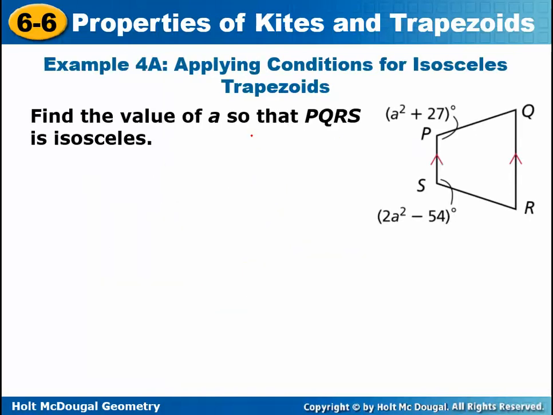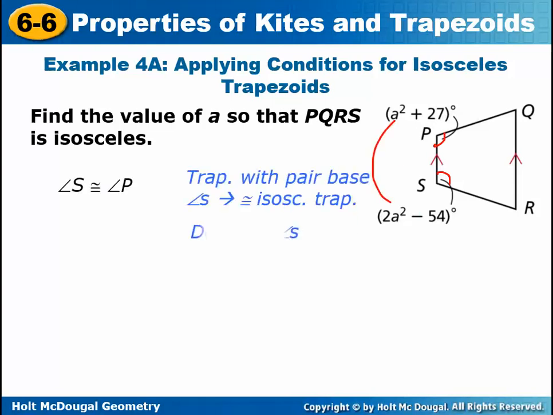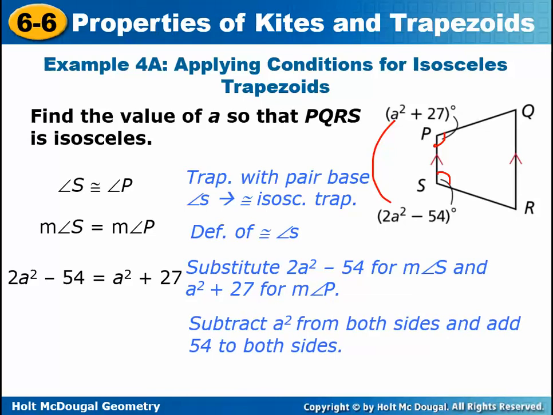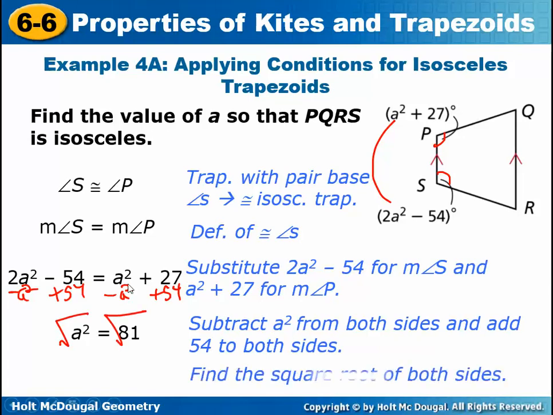Okay, find the value of A so that PQRS is isosceles. In order for it to be isosceles, base angles have to be equal. That means that these two would have to be equal to each other, so we just set these two expressions equal to each other. Now it's got a square in there, but because you have no A term, you're not going to have to do anything too complicated here, like factoring. You'll just be able to, if we subtract A squared from both sides and add 54 to both sides, we'll get A squared equals 81, and then you just take the square root to solve that. And that happens to be a nice number of A equals 9.